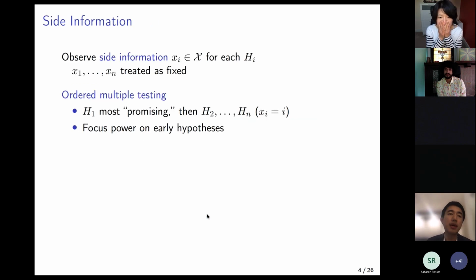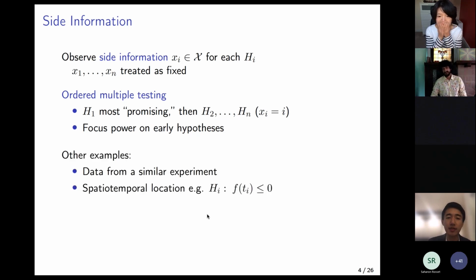But as you can see, in many applications, we have more than these p-values. In many cases, we can observe side information. In this talk, we will call it xi, and we will treat them as fixed. One most prominent example is called ordered multiple testing. Here, suppose we can order the hypotheses in an array, and the top one will be most promising. By promising, I mean they're most likely to be non-null. And if this is the case, we want to focus power on early hypotheses.